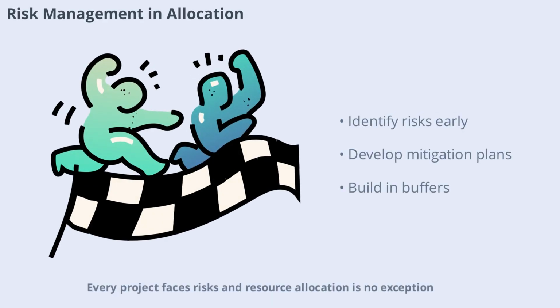Every project faces risks and resource allocation is no exception. By identifying potential risks early, such as resource shortages or unexpected delays, you can develop mitigation strategies. Building buffers into your schedule and having backup resources available can help you respond quickly when issues arise.